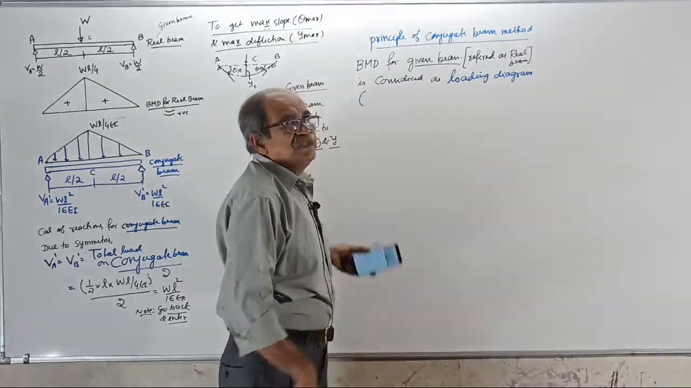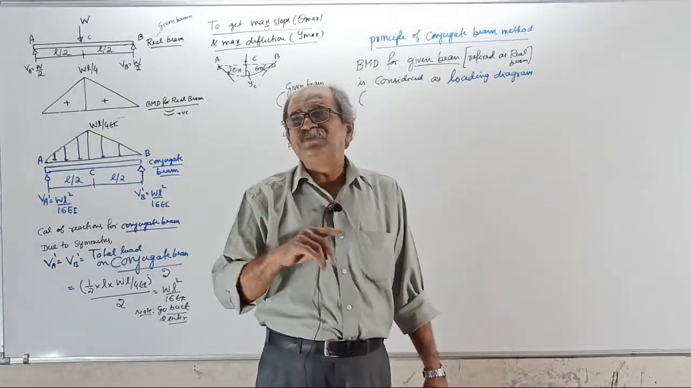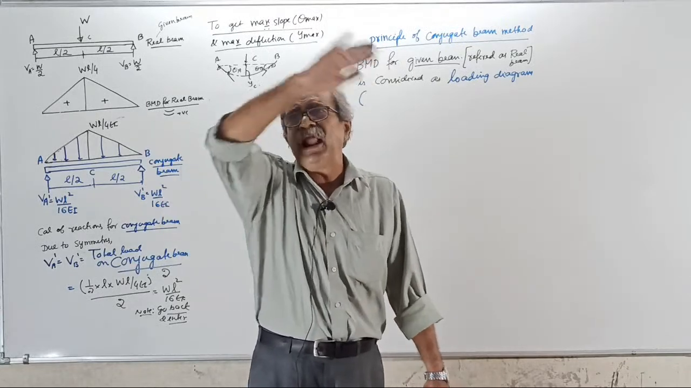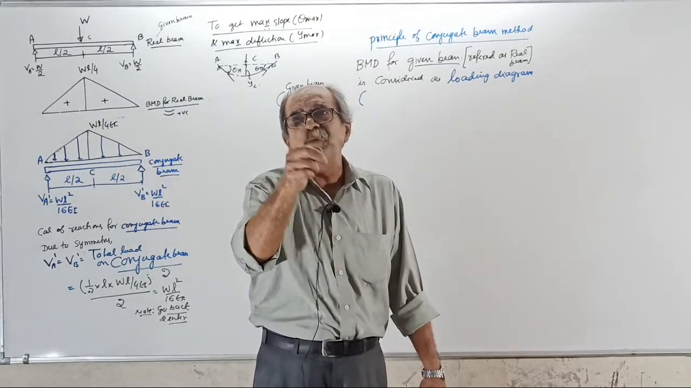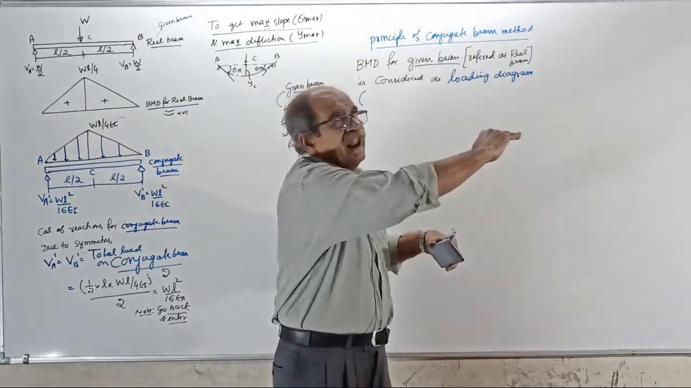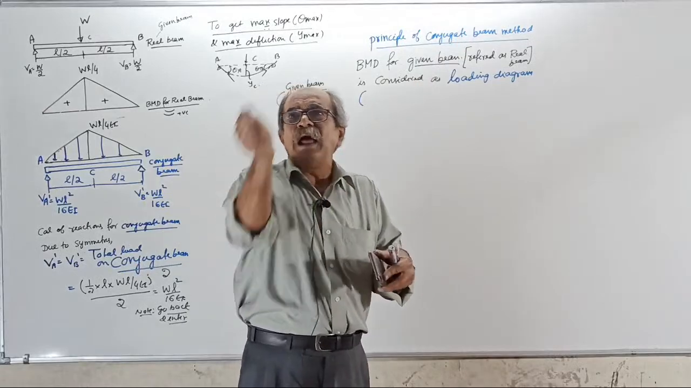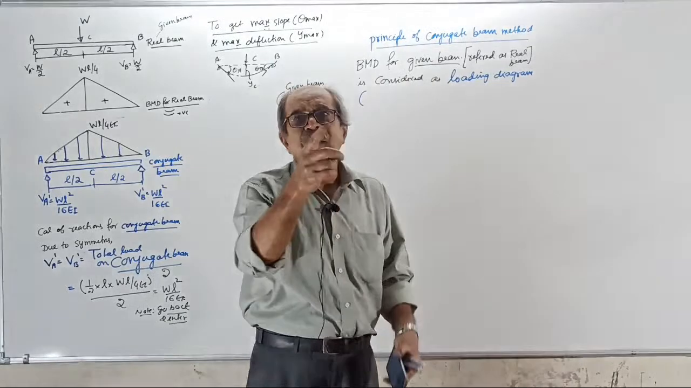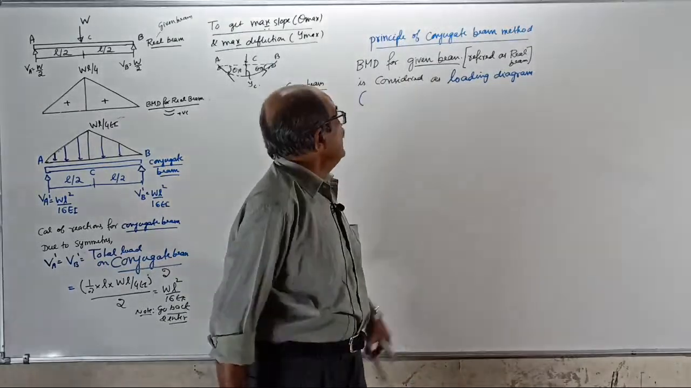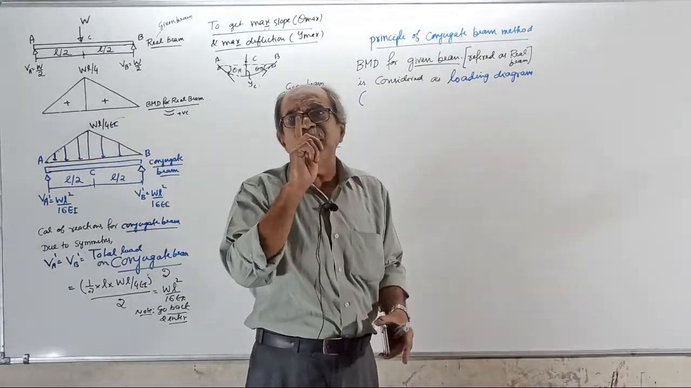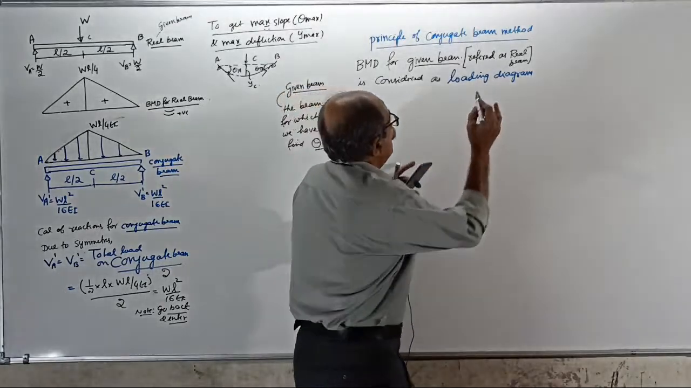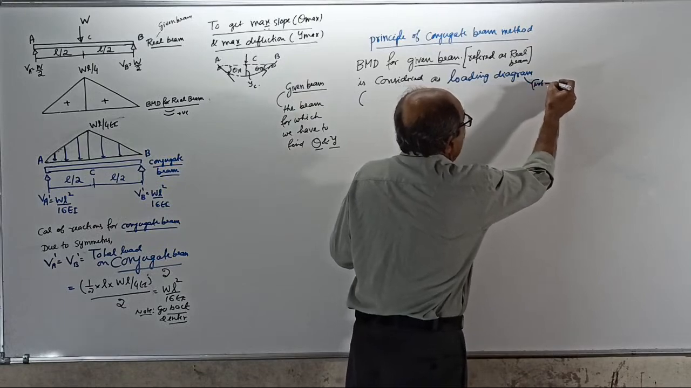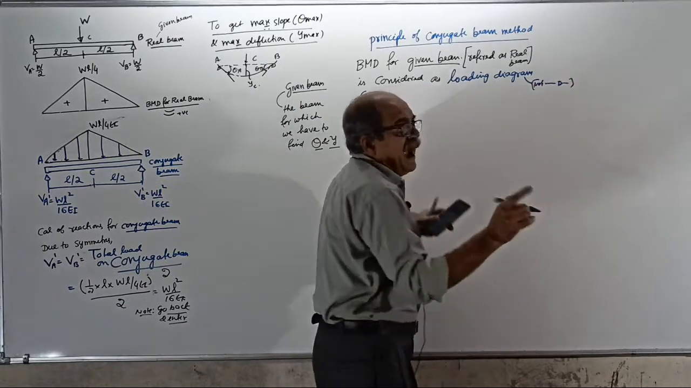Now tell me, a loading diagram means it should be either UDL or UVL, or a higher order, parabolic is possible. Tell me, how do you define it? A loading diagram means it is a distributed load. Make a note. When you say loading diagram, make a note here: it should be a distributed load. It can't be a point load.